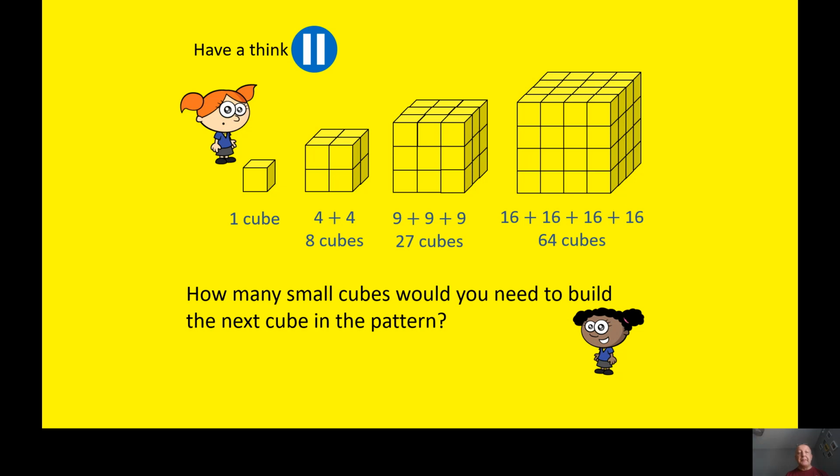So let's build this layer by layer. Remember, we need to count how many there are in each layer. There we go. So there are 16 in each layer, and if we add 4 lots of 16 together, or if we multiply 16 by 4, we get 64 cubes.